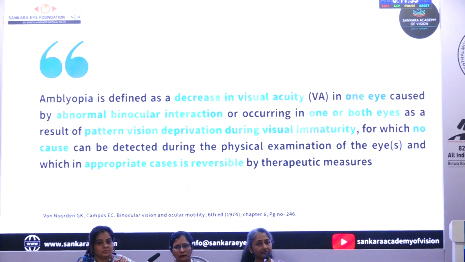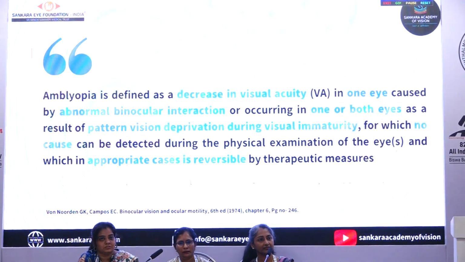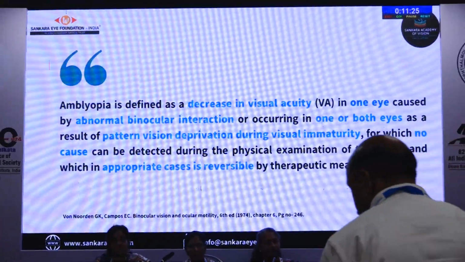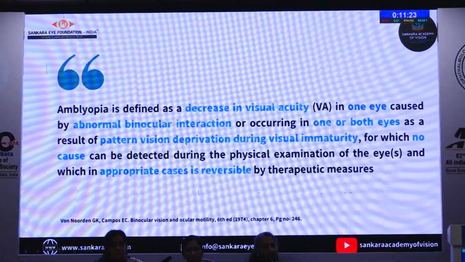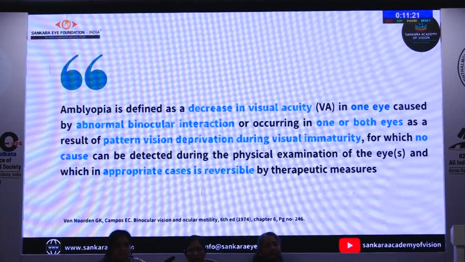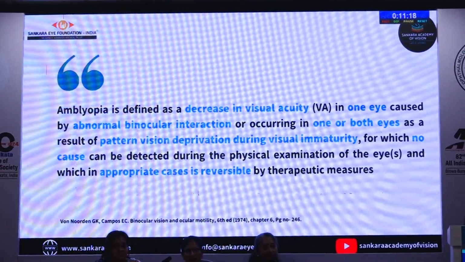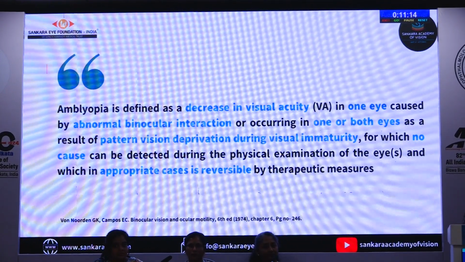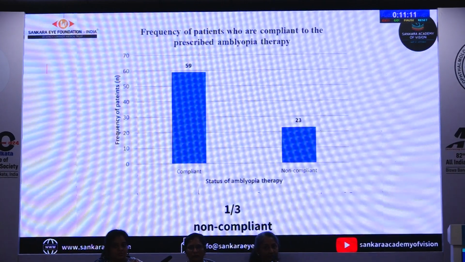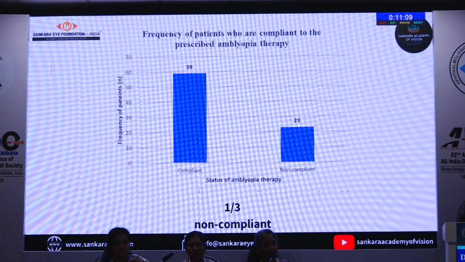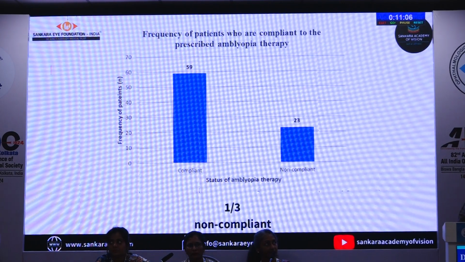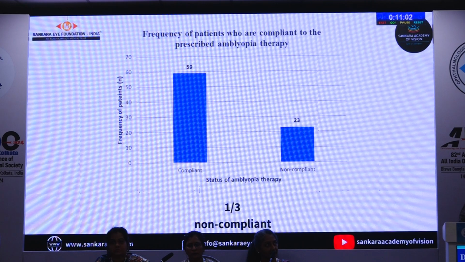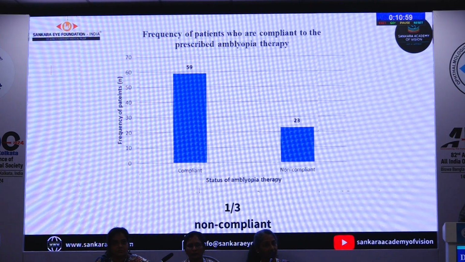As Dr. Shilpa mentioned, amblyopia, we all know, has been defined largely as a decrease in the visual acuity in one eye due to an abnormal binocular interaction in one or both the eyes. And we know that it's a result of pattern vision deprivation during a very sensitive period, and in appropriate cases it is reversible. So all this is knowledge that we know of. And like Dr. Shilpa mentioned, occlusion remains the primary therapy that we do. When we went back and looked at some of our children who we had advised occlusion, we found that almost one third were not really compliant.